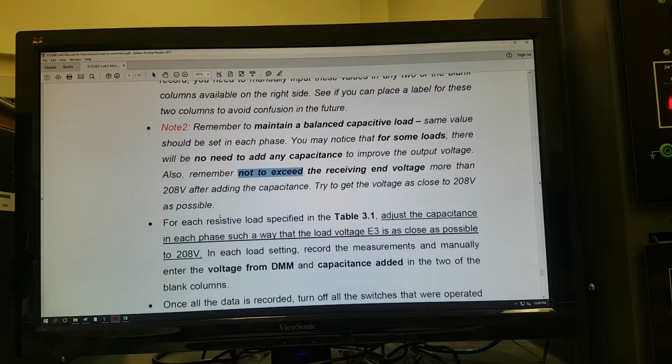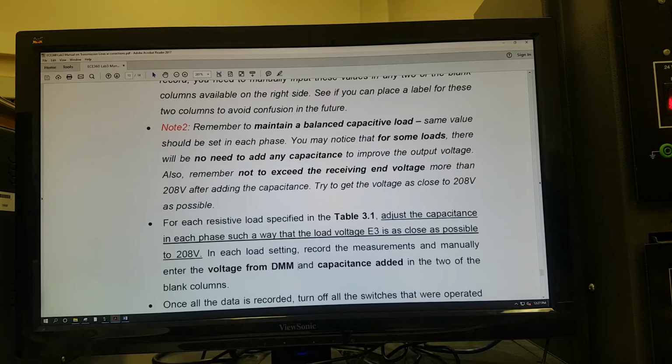And for each resistive load specified in table 3, we adjust the capacitance in each phase in such a way that the voltage E3 is as close as possible to 208. That is the objective here. And then at each load setting, record the value.